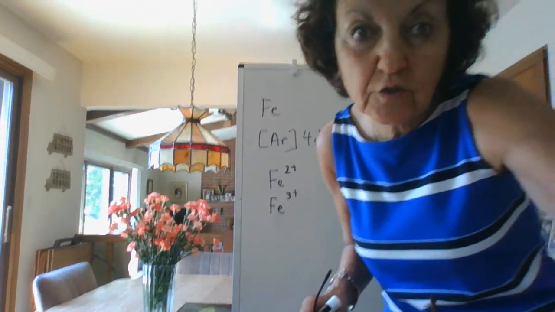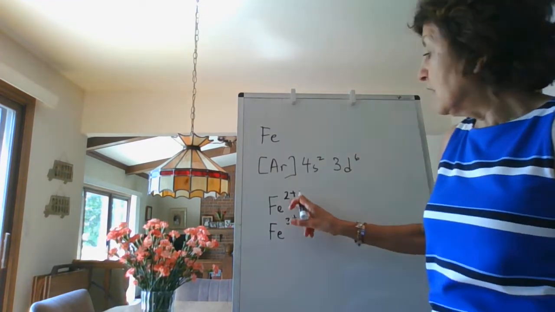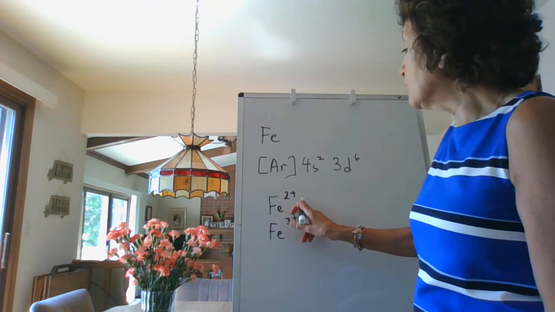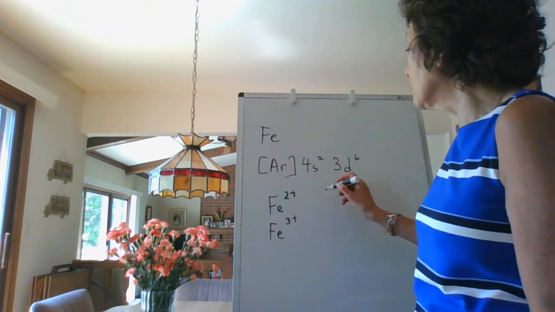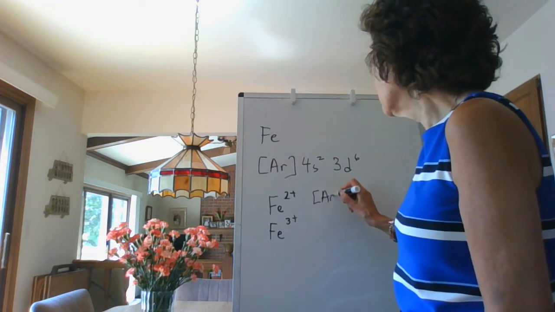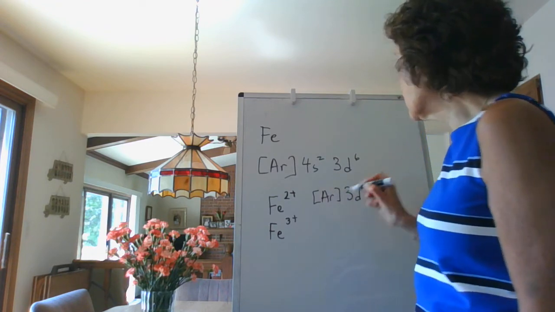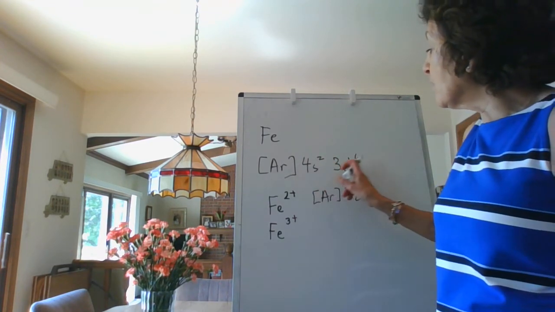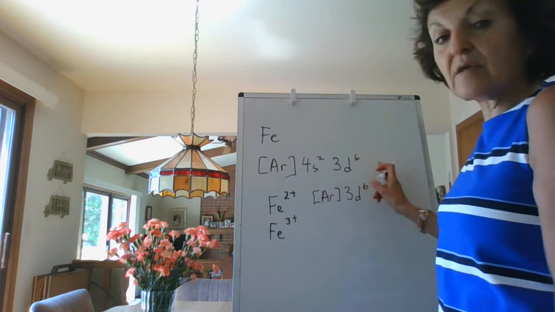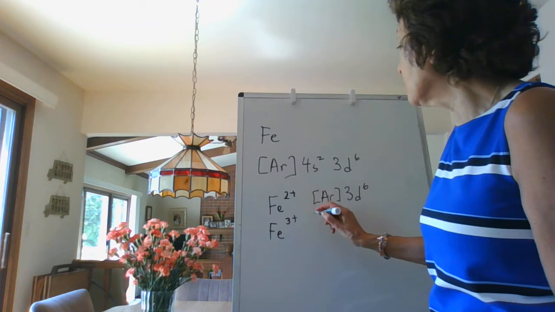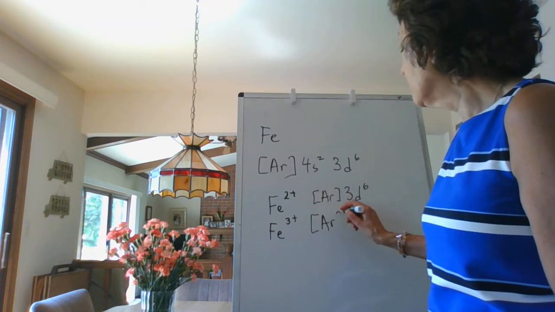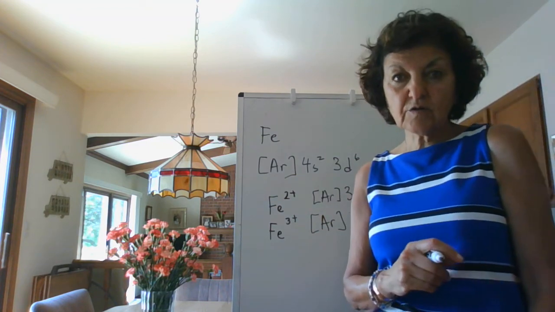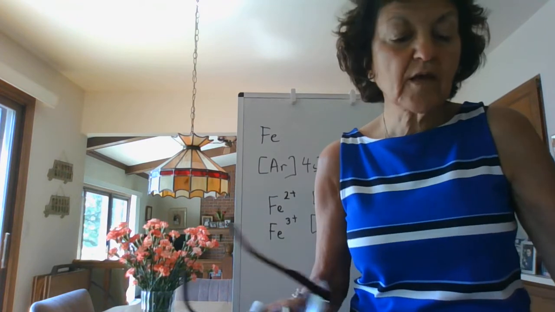All right, so how do we do the electron configuration of this first one? Well, right away, you know you have to remove these two 4s electrons. So iron 2+, or the ferrous, iron Roman numeral 2, is argon 3d6. Well, what would 3+ be? You're going to lose these two, and then take one away from here. We don't have any p's to remove, so we take one from the d. So it would be argon 3d5. You see what we're doing here?